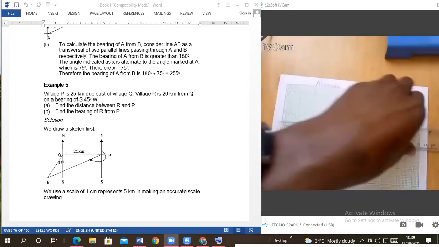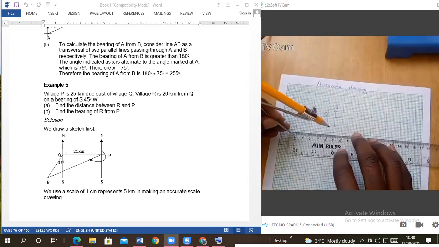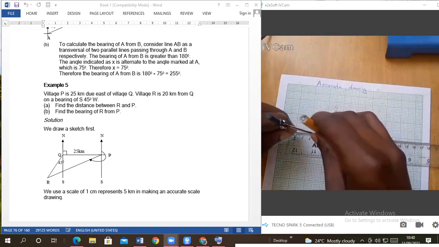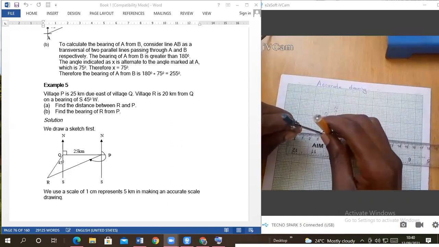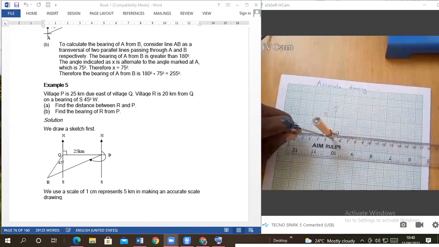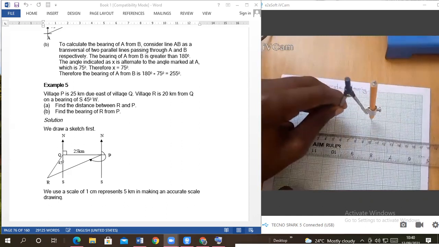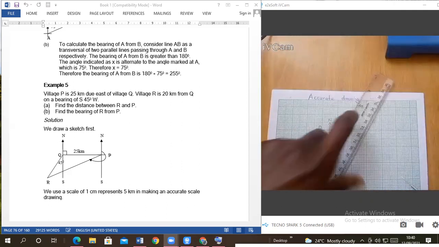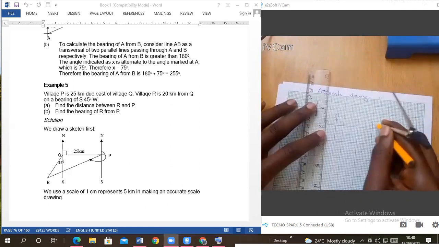So pick your compass and a ruler. Then measure how many centimeters? 5. Measure 5 centimeters. Make sure that this is exactly on the point. Carry it. Put it at that point. Carry it away, remove your ruler. Then do a compass there.